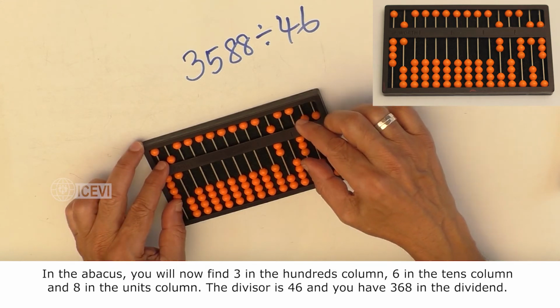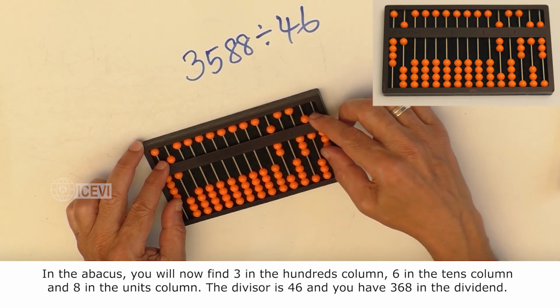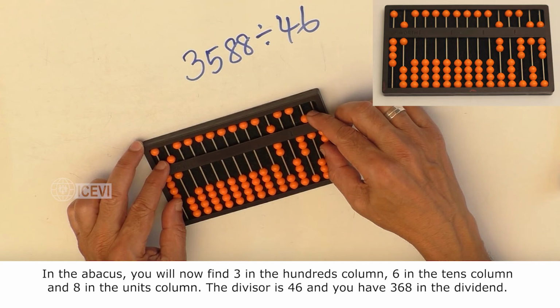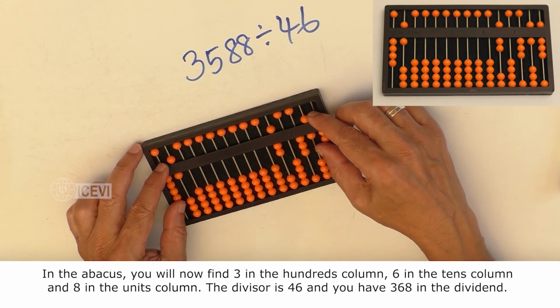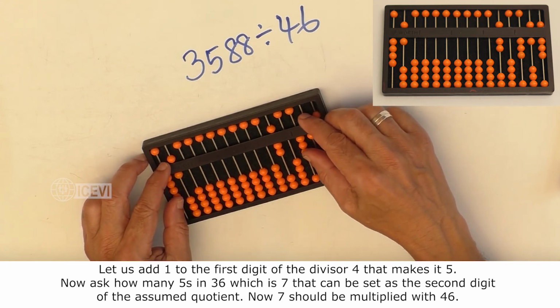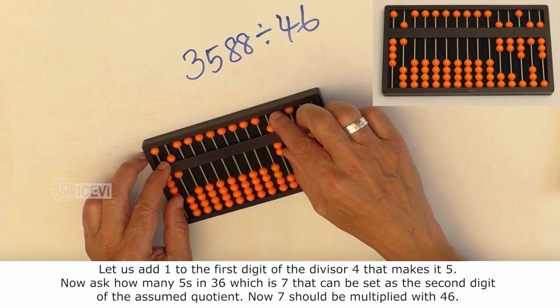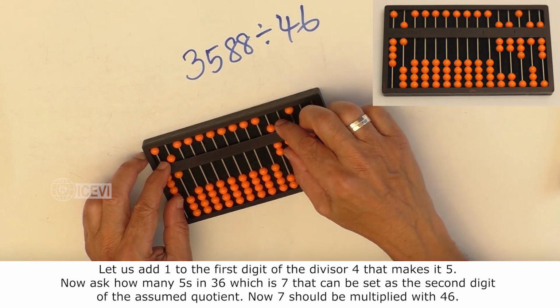In the abacus, you will now find 3 in the hundreds column, 6 in the tens column and 8 in the units column. The divisor is 46 and you have 368 in the dividend. Let us add 1 to the first digit of the divisor, that makes it 5. Now ask, how many 5s in 36, which is 7, that can be set as the second digit of the assumed quotient. Now 7 should be multiplied with 46.